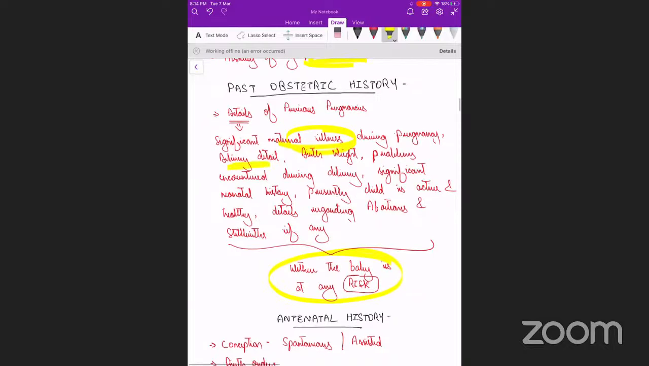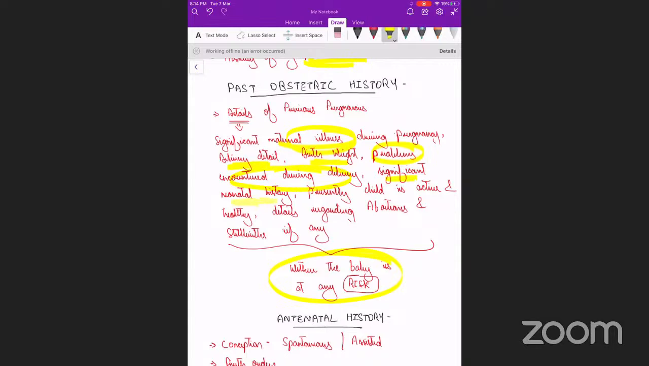And what are the delivery details? Whether the baby cried immediately or not. If the baby did not cry, if the child had birth asphyxia, then what might have been the cause? The mother might have had CPD, gone into prolonged labor, or might have gone into deep transverse arrest. So delivery details are important, and birth weight is important. Why? If the mother has had a low birth weight baby previously, then even this baby is at risk for low birth weight, okay? And any other problems and factors during delivery.